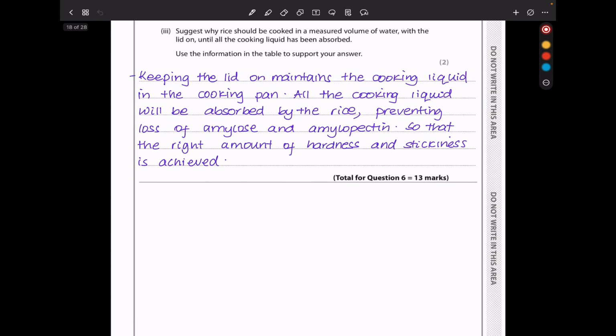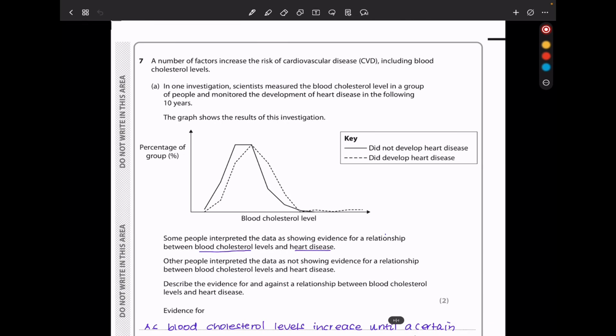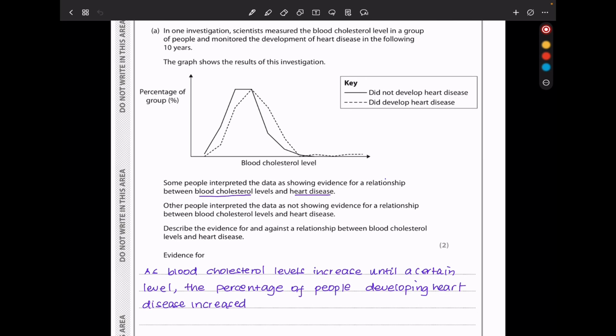So this brings us to the end of question 6. Let's continue to question 7. In question 7, a number of factors increase the risk of cardiovascular disease, including blood cholesterol. In one investigation, scientists measured the blood cholesterol level in a group of people and monitored the development of heart disease in the following 10 years. The graph shows the results of this investigation.